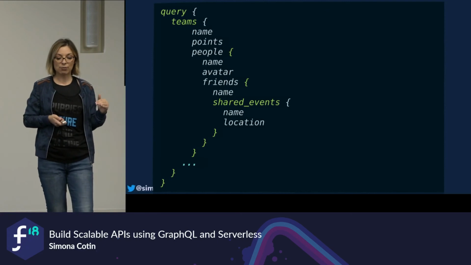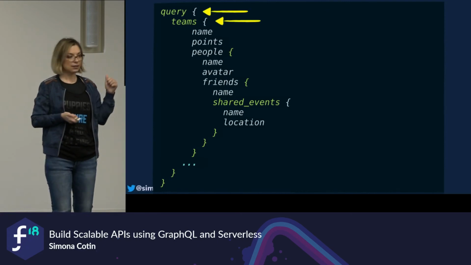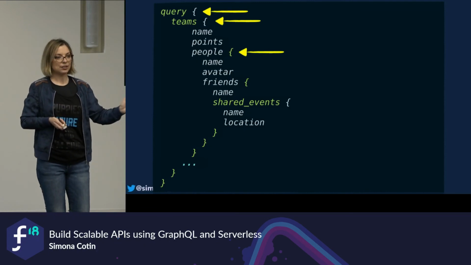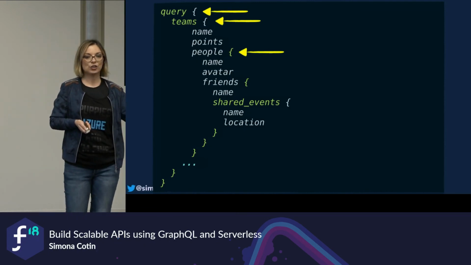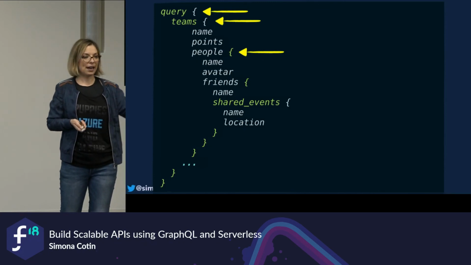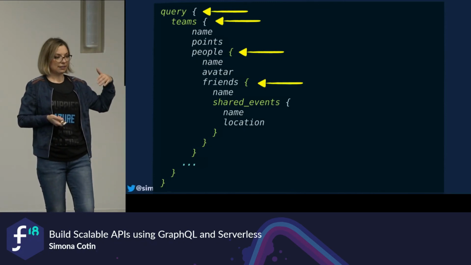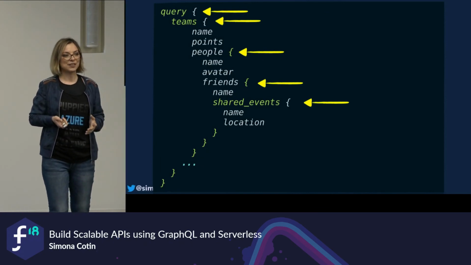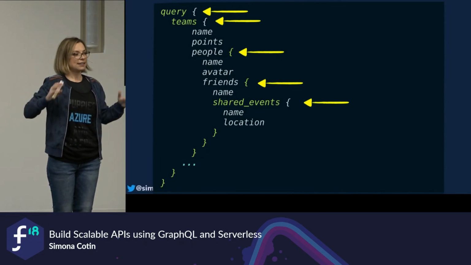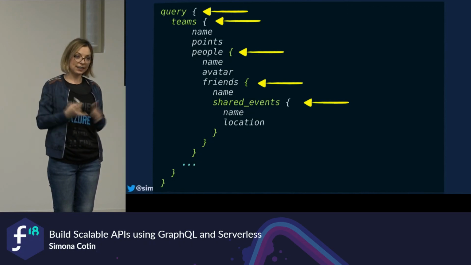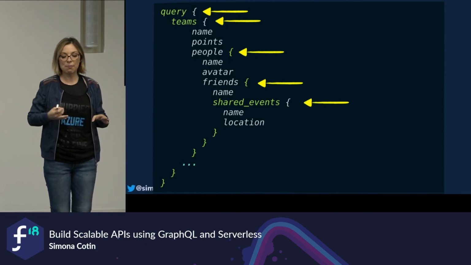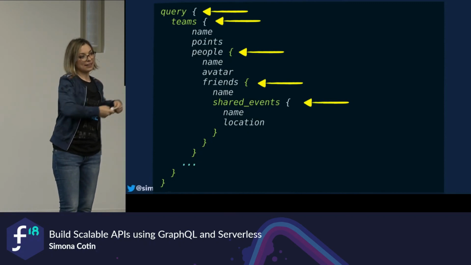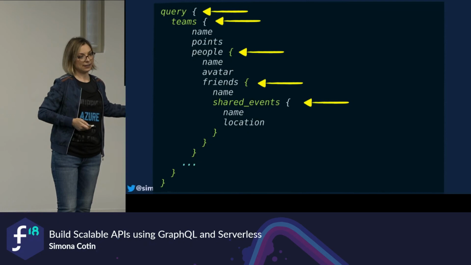So imagine now we are retrieving a list of teams that can be like 100 teams, and then the people on that team, for each team in those 100, you might have 20 people, and then they might have a list of friends, which have a list of shared events. And if you add up all of that, that's going to be a lot of load on your database, that's going to be a lot of load on your server, a lot of complex data that's going to be passed down the network and will have to be parsed on the client as well.